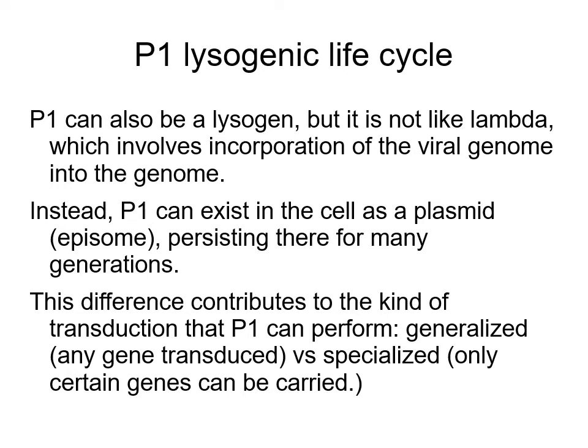Okay, so in terms of transduction, we want to consider the phage called P1. It has a lysogenic life cycle, but it also has a lytic cycle. So it can actually exist in the cell as a plasmid for many generations, but it normally will undergo the lytic type of growth, which we just described, which will lead to or can lead to generalized transduction.